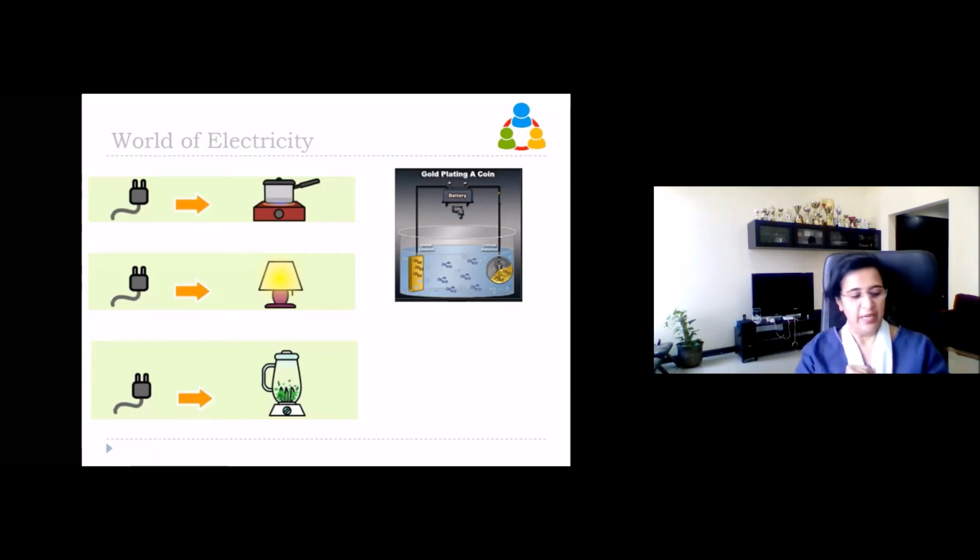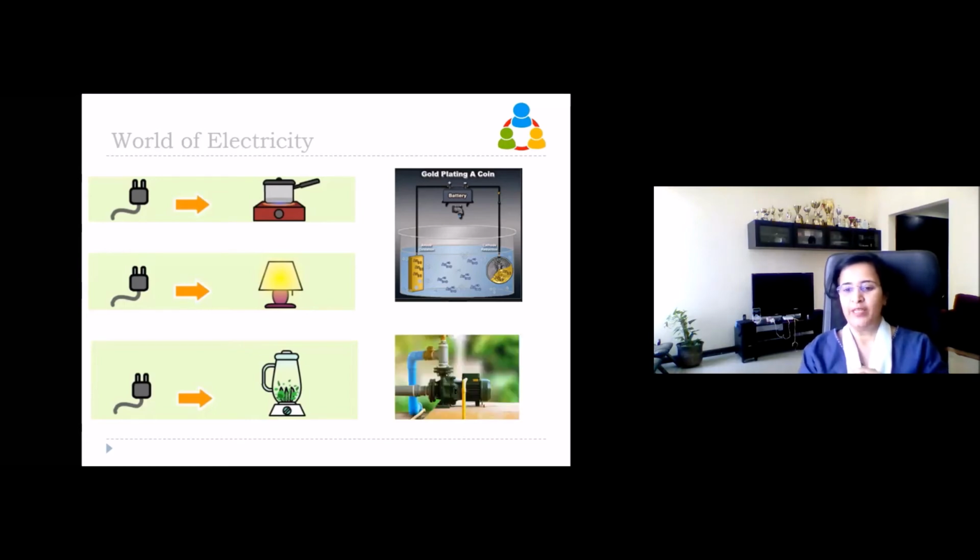Okay, let me tell you. It is basically chemical energy, because from the battery, when the current reaches this, the gold ions are released and get deposited. So it is a form of chemical energy which is getting transferred. So in gold plating, electrical energy is converted into chemical energy to carry out this process. Okay.